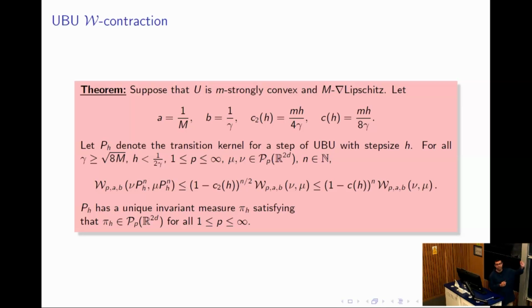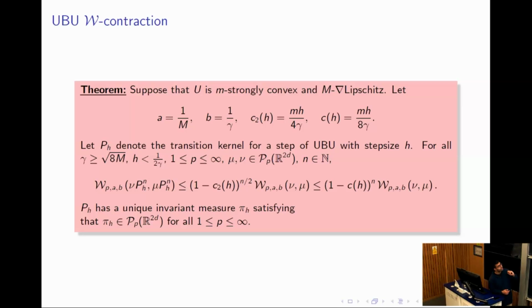Those assumptions are given at the very top, where we have to assume that the potential U is little m strongly convex and is capital M gradient Lipschitz. I got confused between both M's previously, so sorry. Those are the 2 assumptions that we require. We also require that A, B, C2, and C are some constants, which are given through these parameters that you see right here, where h is the step size, m is related to this assumption, capital M is related to that, and gamma is the friction term.